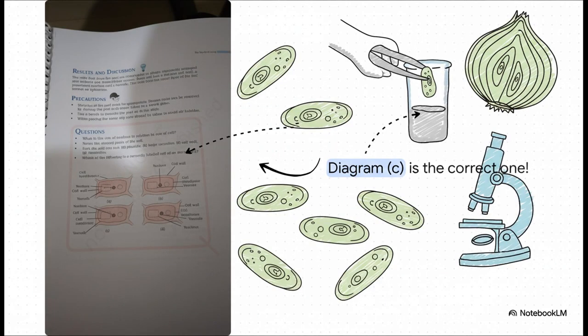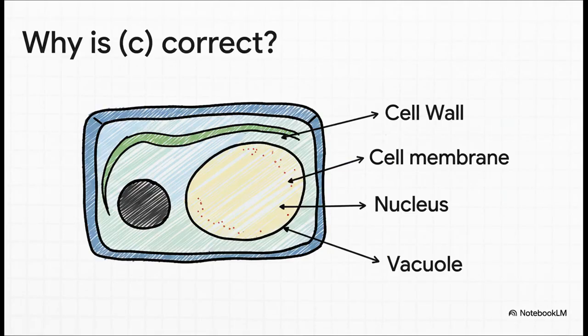And if you chose diagram C, you nailed it. That is absolutely correct. This one perfectly shows the layout of a classic onion cell. So what makes C the winner? Well, it correctly points out that the tough, rigid outer layer is the cell wall. Then, just inside that, you have the cell membrane. That really obvious dot is the nucleus, the cell's brain basically, and that huge open area is the vacuole, which is like a big storage tank for water and nutrients.